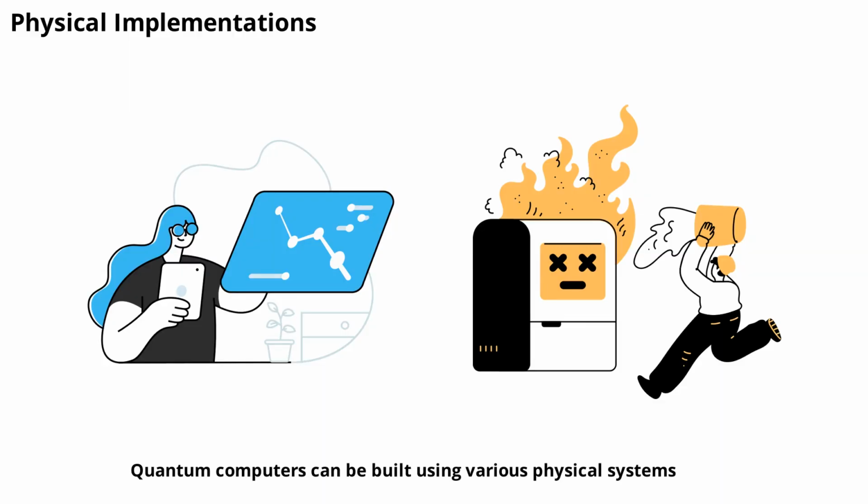Quantum computers can be built using various physical systems. Superconducting qubits, trapped ions, and photonic qubits are some of the leading approaches. Each has unique strengths and weaknesses, and researchers are still exploring which technology will ultimately prove most practical for large-scale quantum computing.